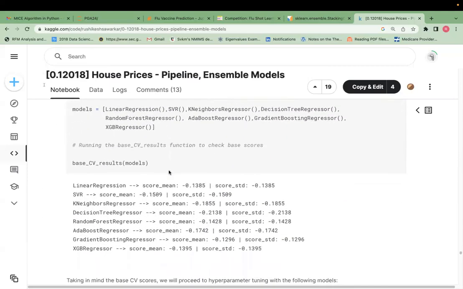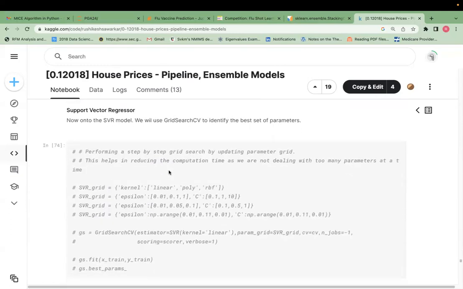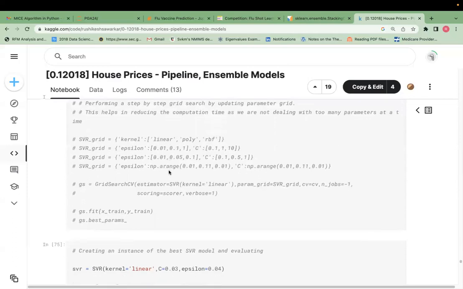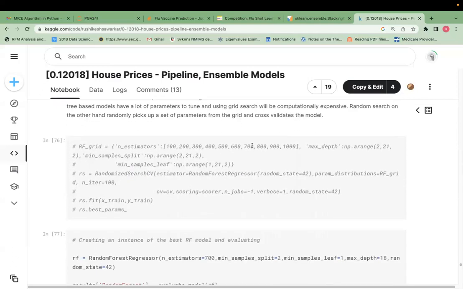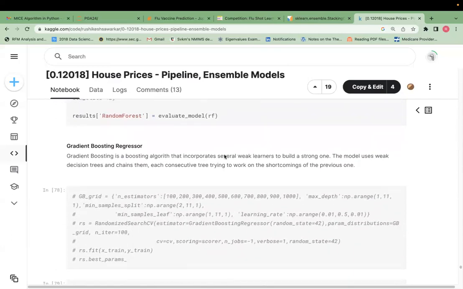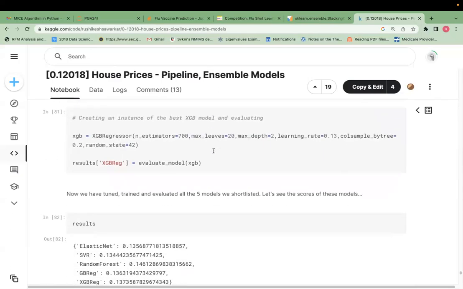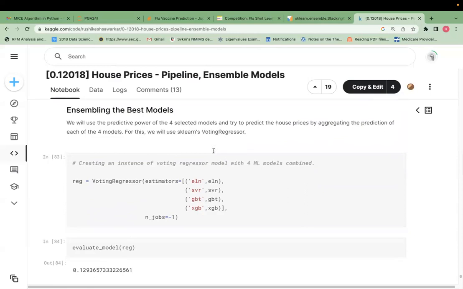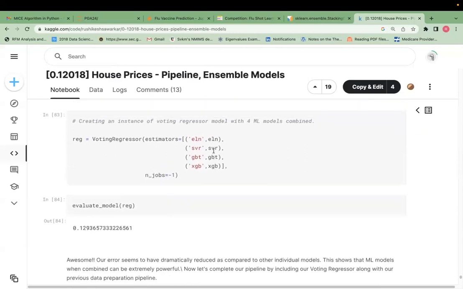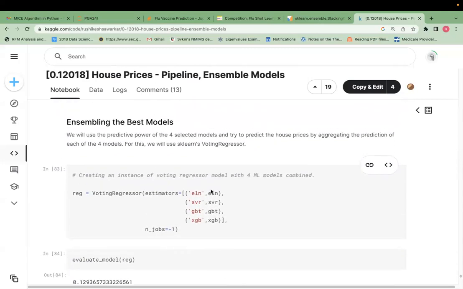He went to elastic net, the regularization methods. Then support vector regressor with different kernels, and random forest with different estimators. One model with 100 trees, 200 trees. So he is doing it with different estimators. And he finally found out that 700 is the best fit model. So a grid search algorithm has been implemented, and then he is ensembling the results with a voting regressor. So all these models are used, and then all the outputs of the models will be combined, and then a final prediction will be generated.